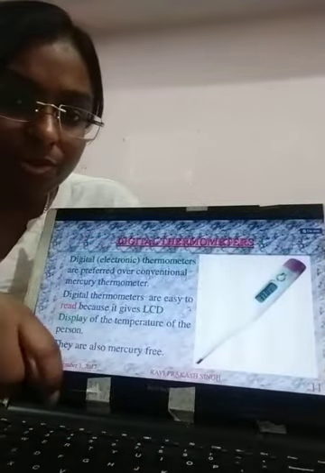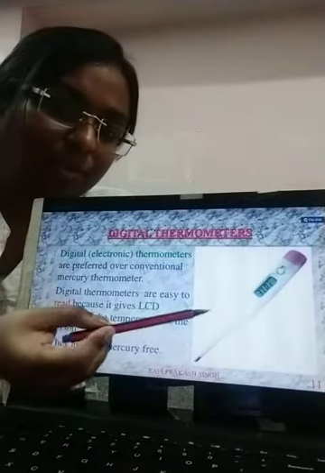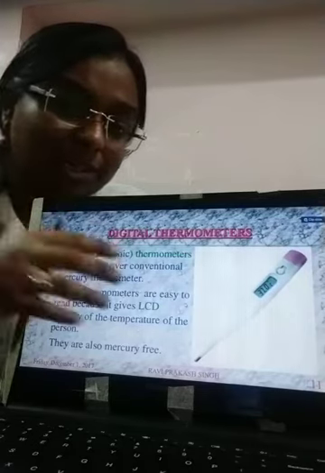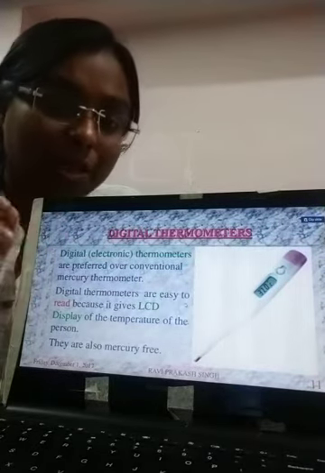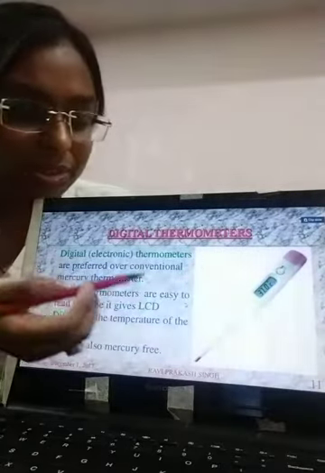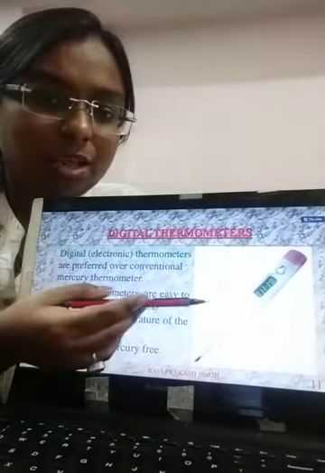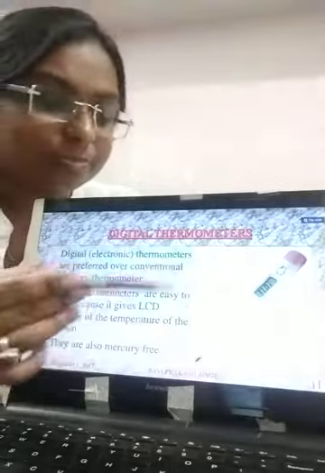Next we will move on to the digital thermometer. This is the newest thermometer we have now. We generally use digital thermometers at our homes because reading a clinical thermometer is a bit tricky, okay. Digital thermometers are very easy. You put the thermometer in your mouth, under your tongue or under your armpits, and after a few minutes you will see the temperature over here.